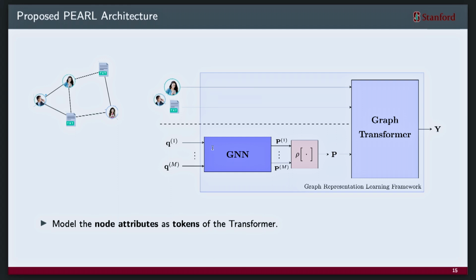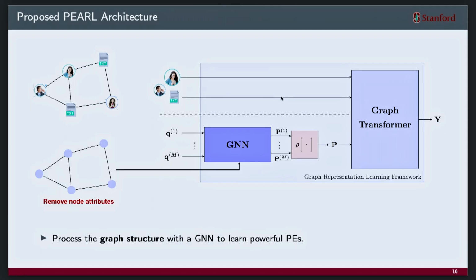So what happens here is that we have the input graph that has some node attributes. So we use these node attributes as initial tokens for the graph transformer. And then what we do is we remove the node attributes and use a message passing graph neural network to only process the graph structure. Now, for those of you that are super familiar with message passing graph neural networks, you might wonder the following. You might say, okay, message passing graph neural networks work great, but when it comes to processing graph structure without node attributes, there are certain structural limitations, what we call WL limitations.